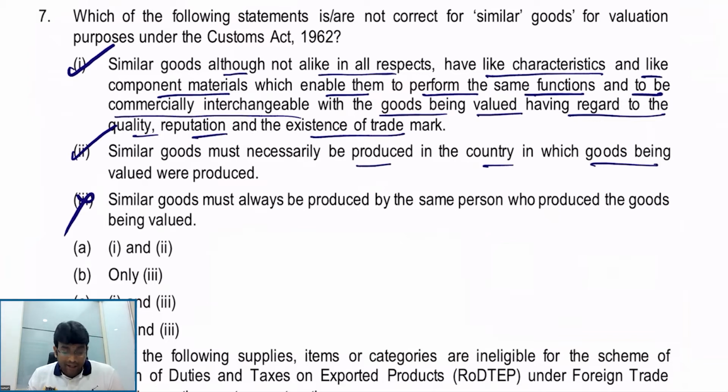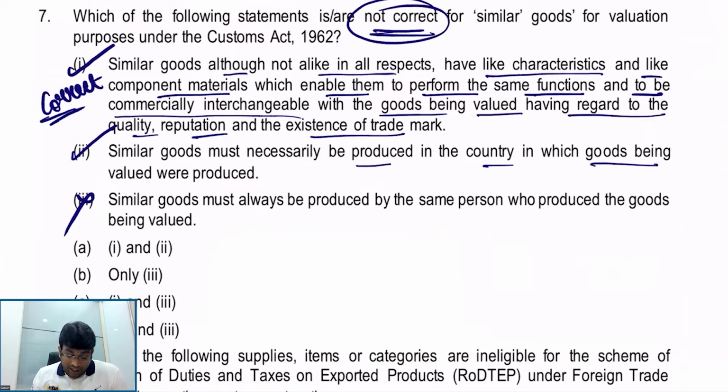Makes sense, right, everybody? Which question am I talking about? 7th one. Only 1 and 2 are correct. But what is it that they asked? Which are not correct, they asked. And what is not correct is only 3 is not correct. So the answer is option B, my dear friends. Read the question properly. They didn't ask what are correct. They asked what are not correct.